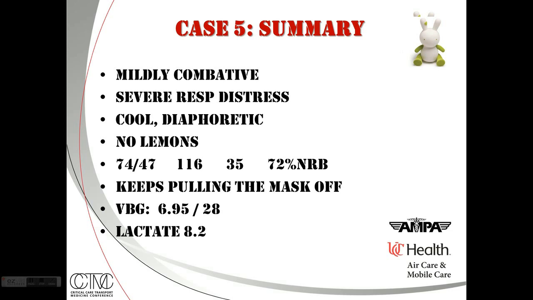He keeps pulling his non-rebreather off, so he's 72% on part-time non-rebreather. And the outside emergency department got a VBG, and he does have a pretty significant metabolic acidosis, pH of 6.95, PCO2 of 28. And in all likelihood, that metabolic acidosis is coming from his lactate of 8. So this guy is sick. So what's his problem? Is it the H, is it the O, or is it the P? You got it. He's got all three.